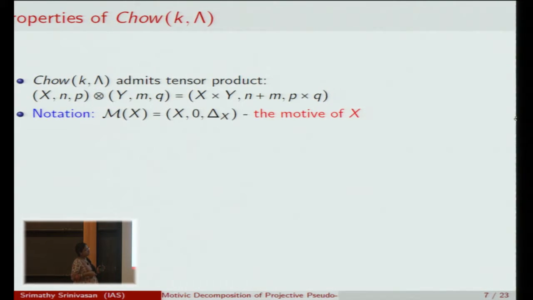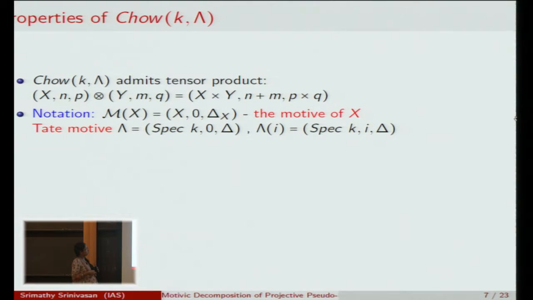And also associated to an object in the category, associated to a smooth projective variety in this category, you have something called the motive of the variety. So the motive of X, denoted by M of X, is just the triple (X, 0, Δ_X), and here Δ_X is just the diagonal inside X cross X. Okay, so it's a projector.